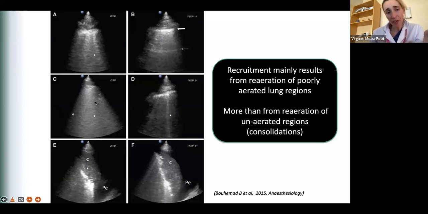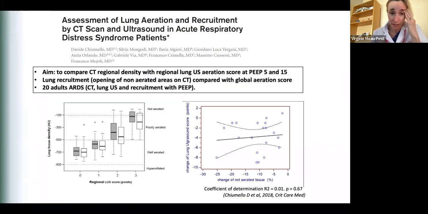So the main effect of PEEP recruitment is actually to improve the recruitment of poorly aerated lung regions, but not to open up regions that are already unaerated, like this consolidation. You may open up a bit this area, but as long as you have consolidation, it's very difficult to open it totally, and this area remains a bit consolidated. So that's a key message from ARDS in adults with PEEP recruitment: you mainly reopen poorly aerated lung regions rather than de-aerated lung regions, such as consolidation.